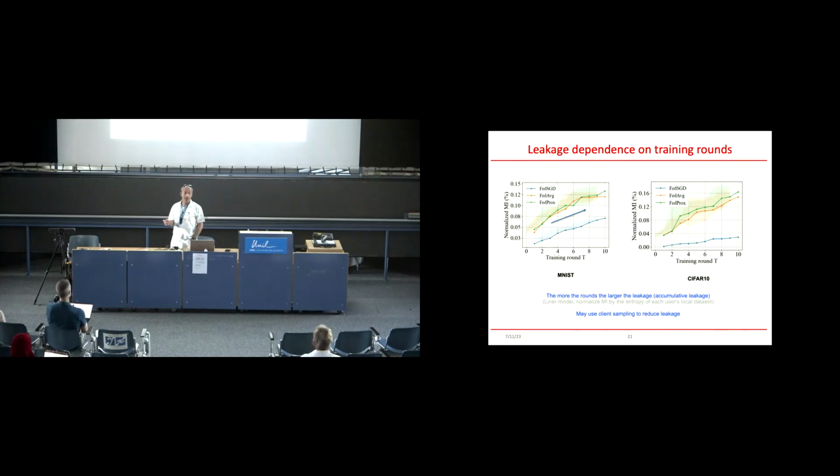Next is dependence on training rounds. This is not that surprising. Basically, the x-axis now is the number of training rounds. The y-axis is, as always, the leakage. The higher, the more the leakage. The lower, the less. And yes, with more rounds, you are going to leak more data and lose more privacy. So far, everything works as expected.